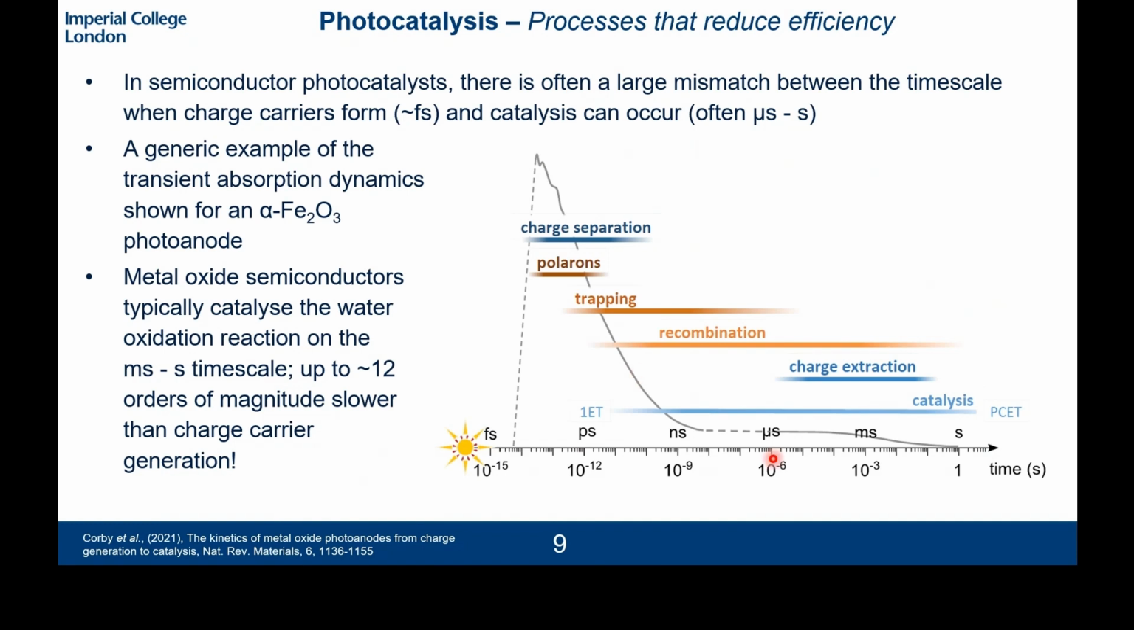And that's why we see here, because of this discrepancy between when you can actually drive the catalysis and when the charges are formed, we see quite large recombination losses. And this example here is for an alpha hematite photoanode, with very, very large recombination losses. Okay, and we understand this now because of time-resolved spectroscopy, and then we can figure out strategies to try and circumvent these deleterious recombination processes and enhance catalysis.